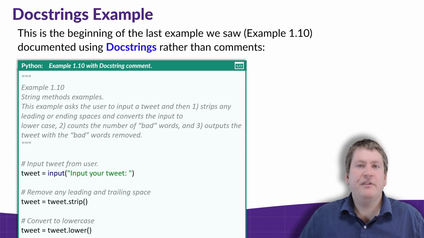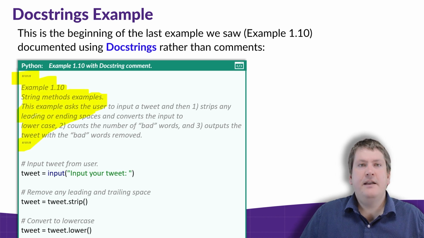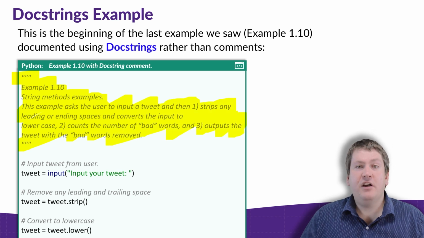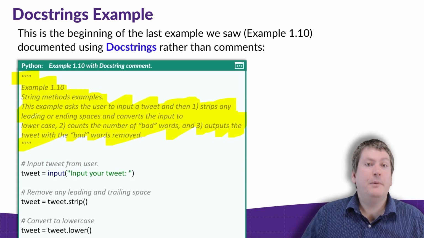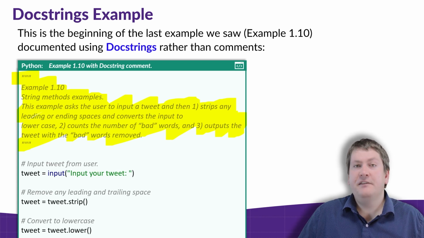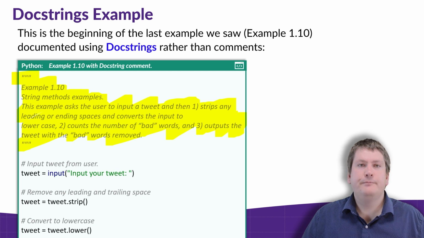And in this example, we're simply adding a docstring comment to the last string example we saw, which is example 1.10. In this case, we can see a docstring is being provided to provide a very long, detailed comment about what this program does. And this comment is ignored by Python. This is a great way to document your programs, and for each assignment, you should include a docstring at the top of the file detailing what the program does and who wrote it.